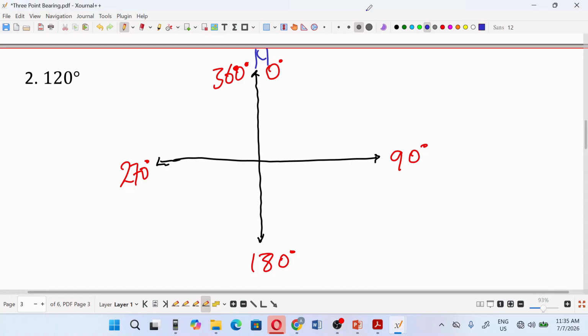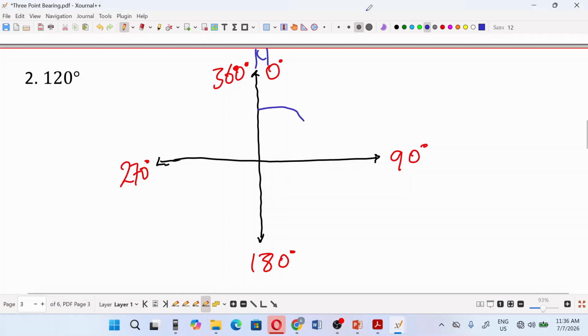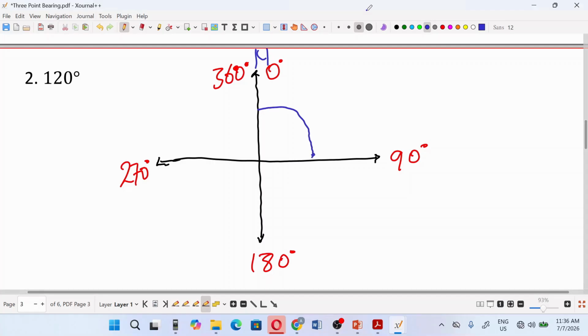So from the 0 degrees, we want 120, right? We know from here to this part, the first quadrant, it's 90 degrees, which is less than what the question has given me. Meaning I want 120, because the question given me is to do 120, right?